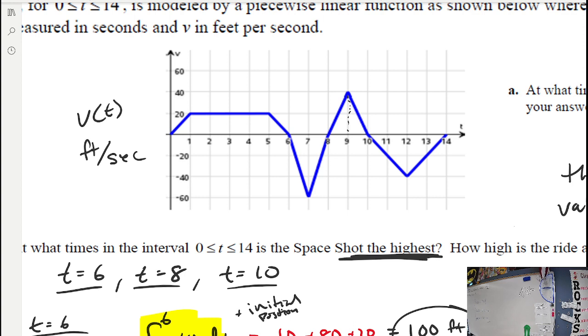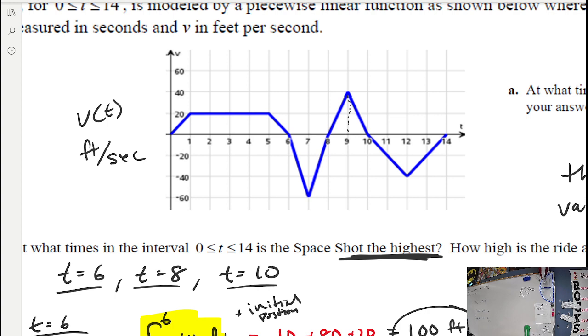So tell me, what's the acceleration at t equals 1? Right before it equals 1. It's 20. Positive. It has a positive acceleration, yeah? How about here? Negative 20. Negative acceleration, negative 20, right?